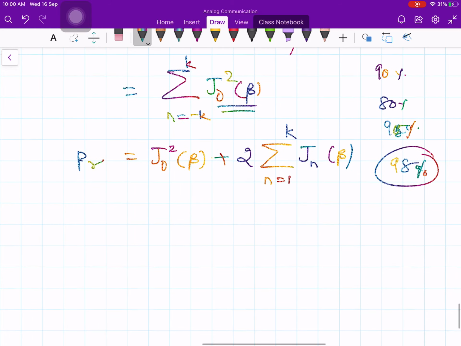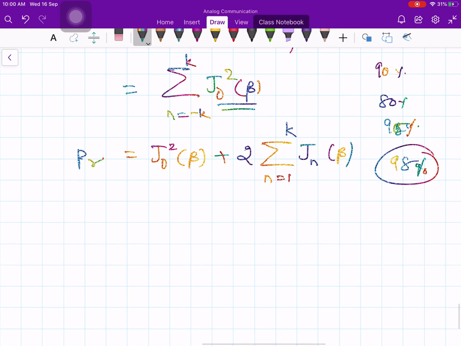So the way we define 98% bandwidth of any signal, otherwise they have infinite bandwidth, is that band of frequencies over which the signal contains 98% of its power. That means the value of the power ratio is 98%. If you want 100%, then you should be ready to give an infinite amount of bandwidth.